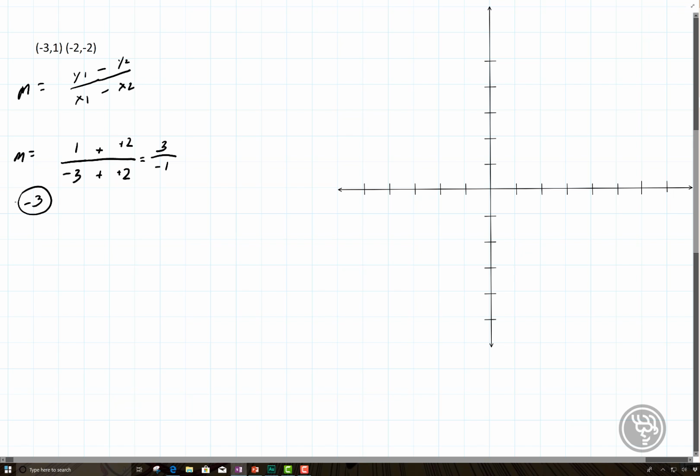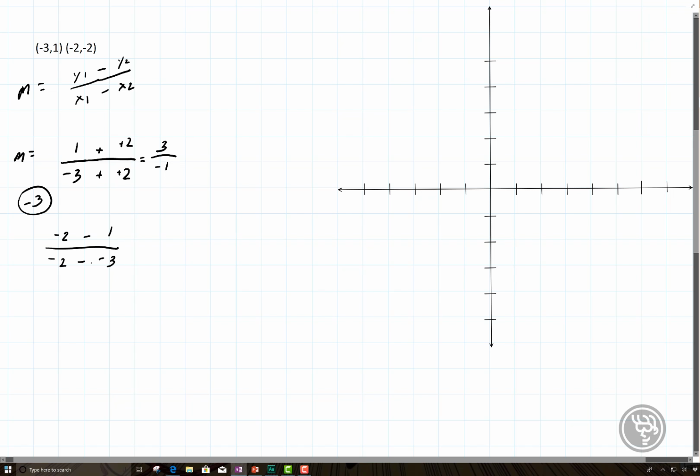Okay, so if we did this the other way, for the sake of this example, minus 2 over then 1 minus 3 minus minus.